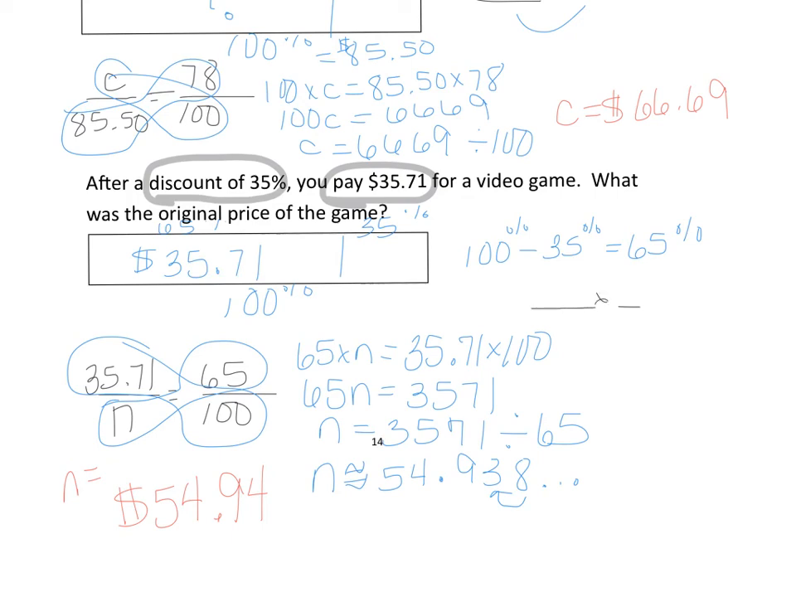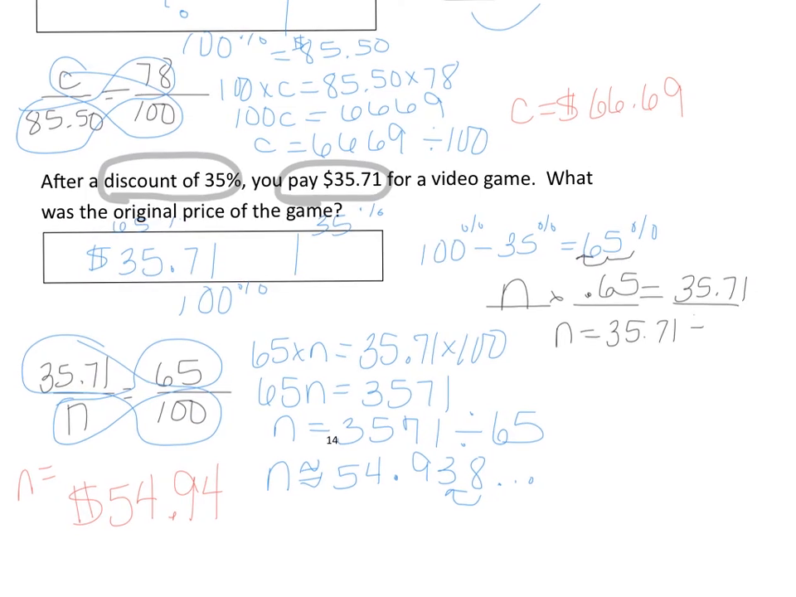When we do our equation, we are talking about 0.65 because you can move the decimal point 2 spaces to the left, and 35.71 is the part, so it needs to go on the other side, and then your variable is going to go with the 0.65. To solve this, you divide 35.71 divided by 0.65, and then you're going to have to round to get the $54.94.